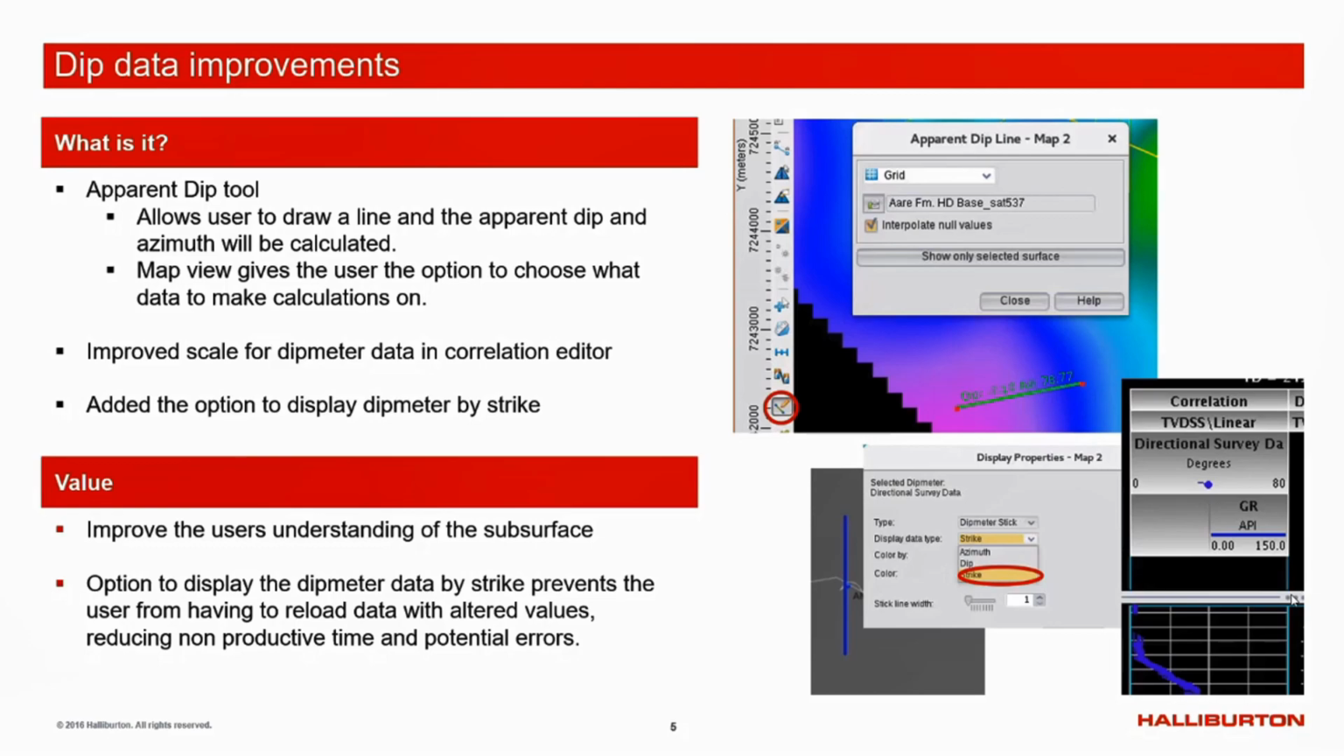So previously we just had the dip and the dip azimuth, and in many cases users were having to relay the data with a 90-degree difference, which is very time consuming and could bring in potential errors. So this way we're making it much easier for the user to see their data in the way that they need, that will provide the most information to them.